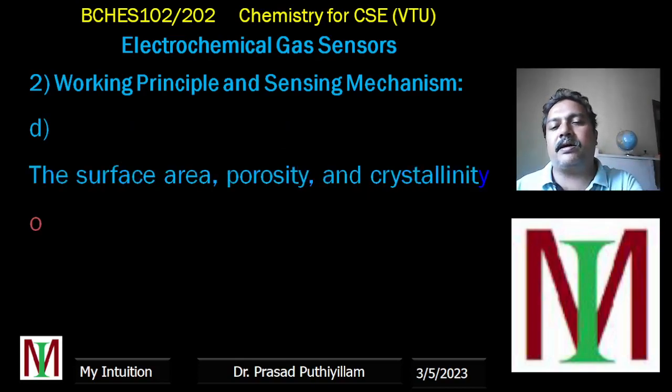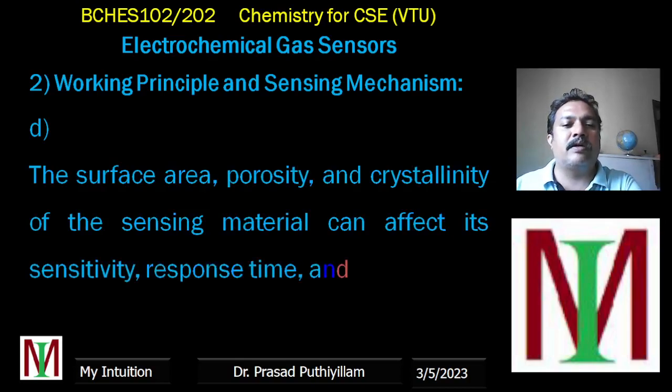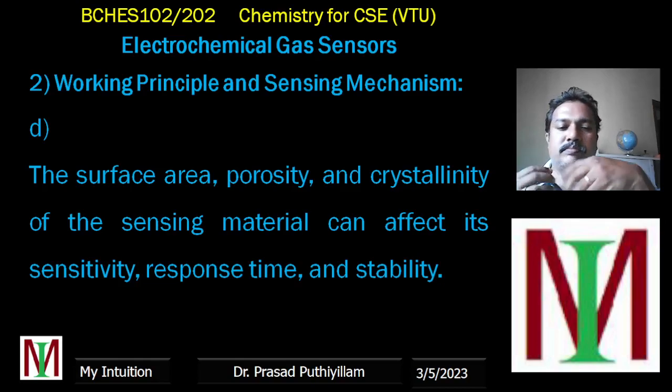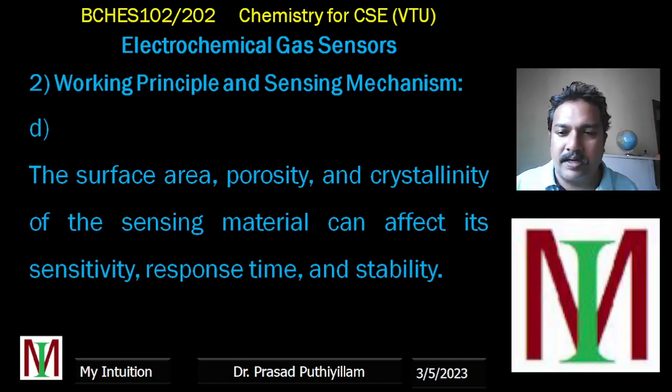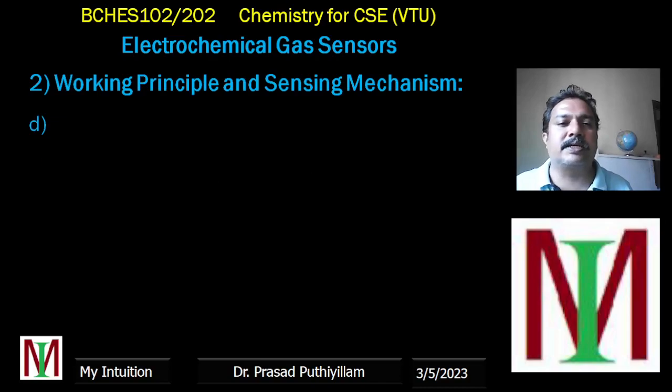The surface area, porosity, and crystallinity of the sensing material can affect its sensitivity, response time, and stability. Sensitivity means how well it senses the particular gas that you are targeting. Response time means in what time, how fast it gives the result. Stability means how long we can use that sensing material, if it is kept in a fixed position, how long that sensor can be used. These all depend upon the surface area, porosity, and crystallinity.